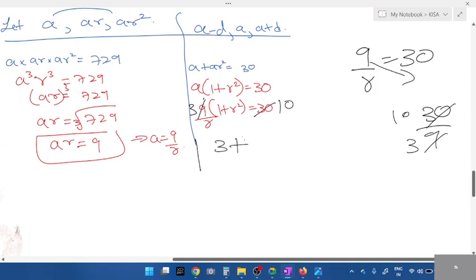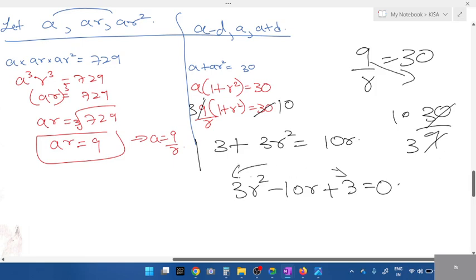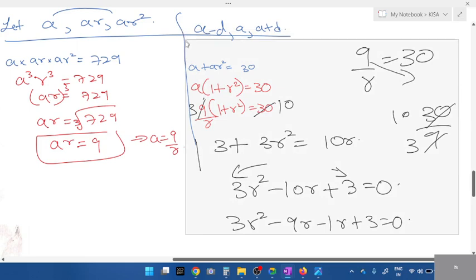When you open the bracket, 3 plus 3R square is equal to 10R. Shift 10R to this side. 3R square minus 10R plus 3 is equal to 0. We're getting a quadratic to find the R value. Three 3s are 9. If you use sum and product, what do you get, students? How do you split it? All of you respond. Minus 9R minus 1R plus 3 is equal to 0. Is this clear? Okay, complete this first one.